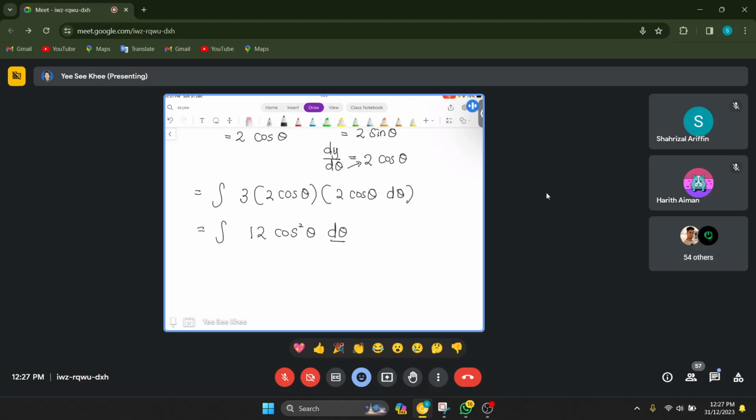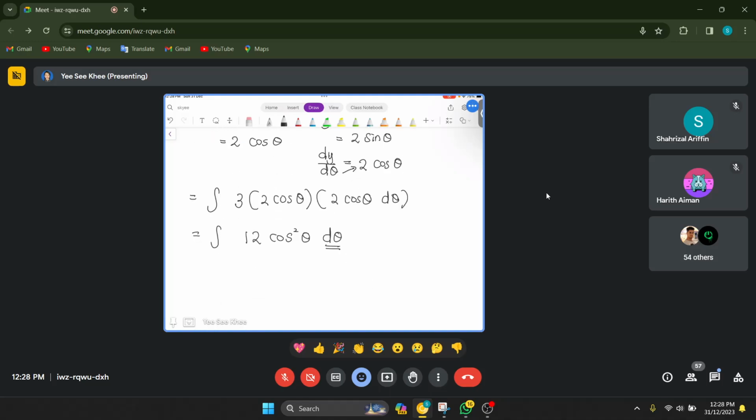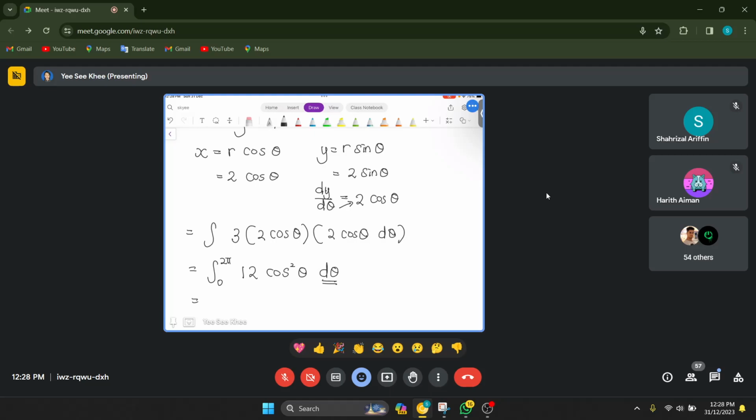Meaning that you need to find the interval of theta. This is a circle, so theta will be from 0 to 2 pi. So you can press the calculator to get the answer.